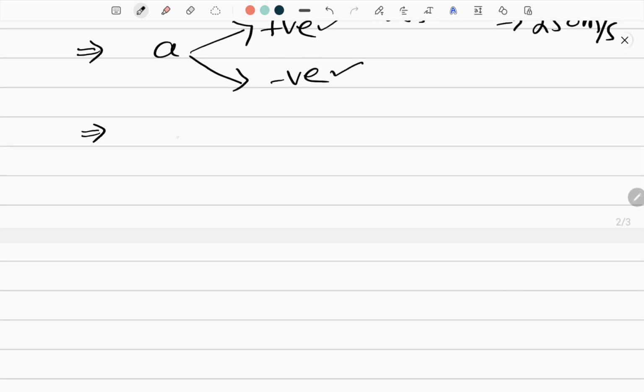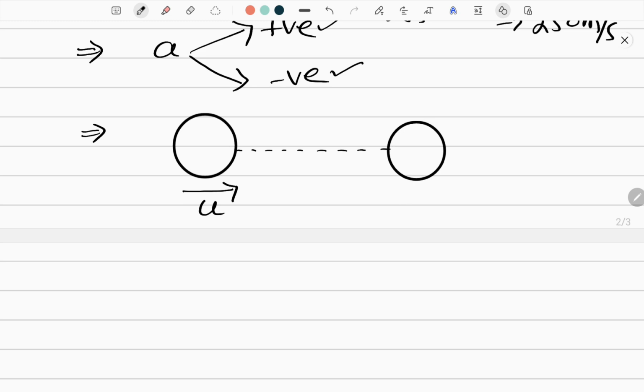For example, again the car is there. It is taking more time for me to draw that, so let me take one body only. There is a body. It is moving with some velocity u, initial velocity u, and it is moving like this. Now the body has come here, and its velocity has increased for some reason.